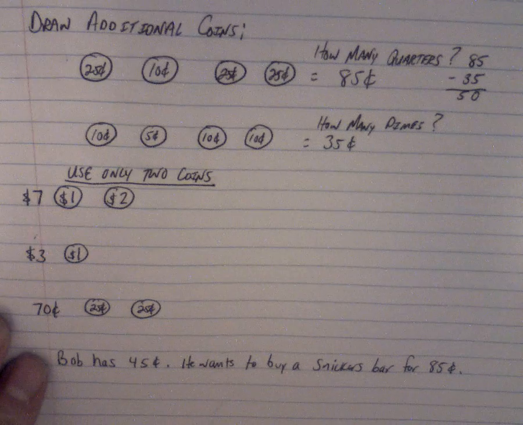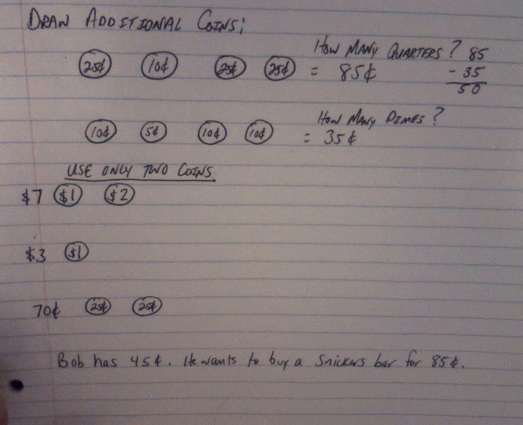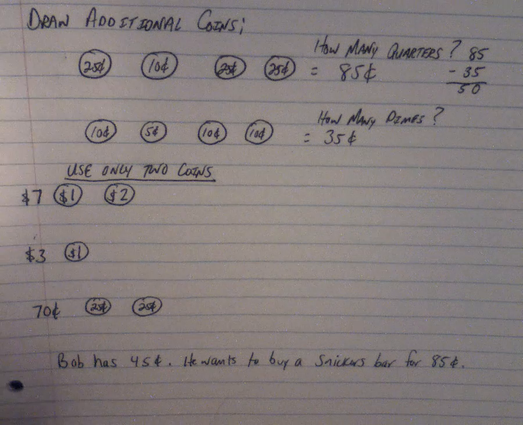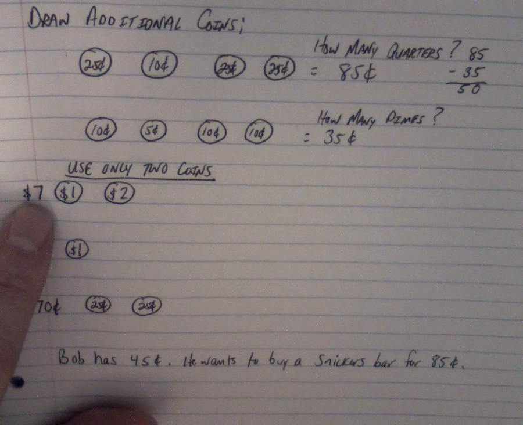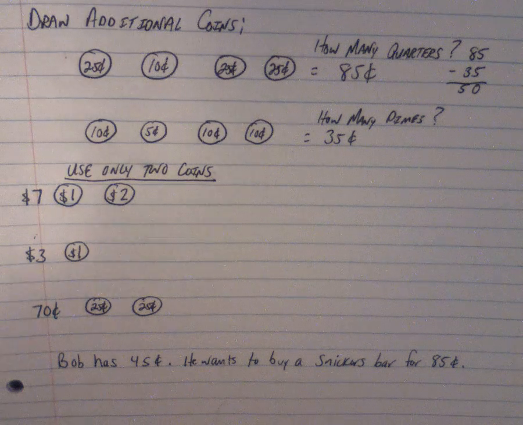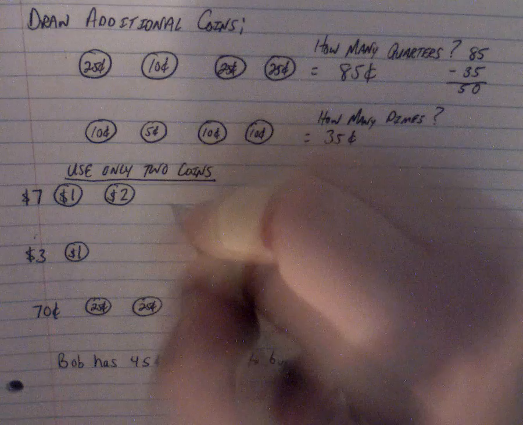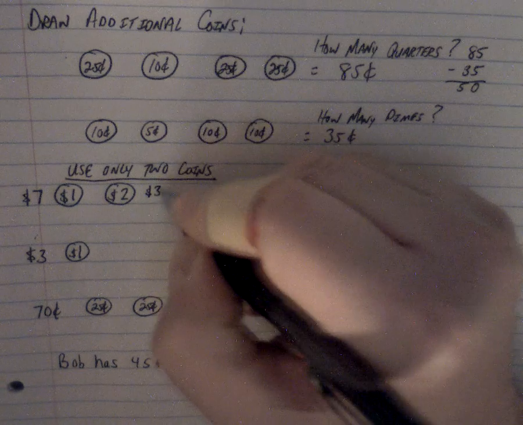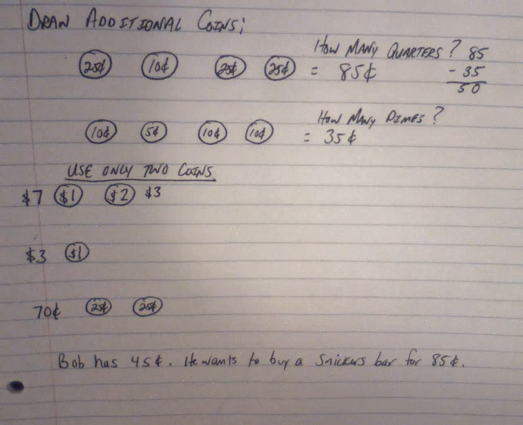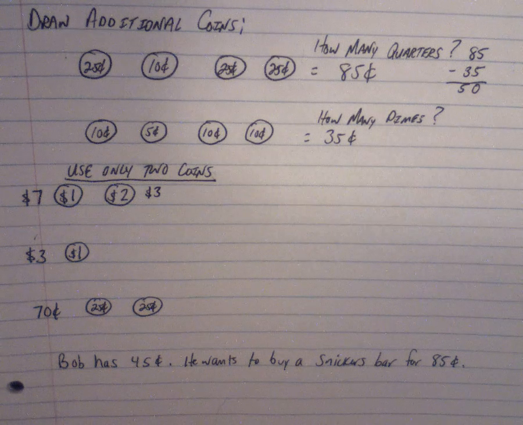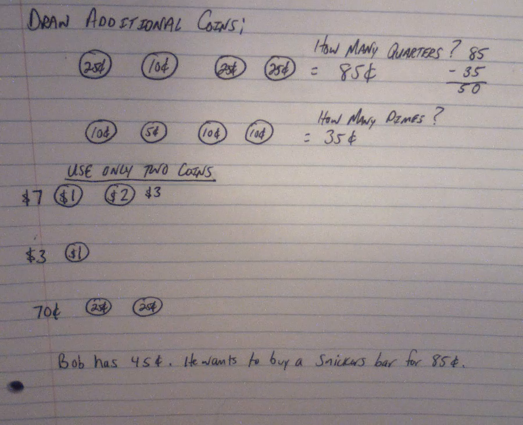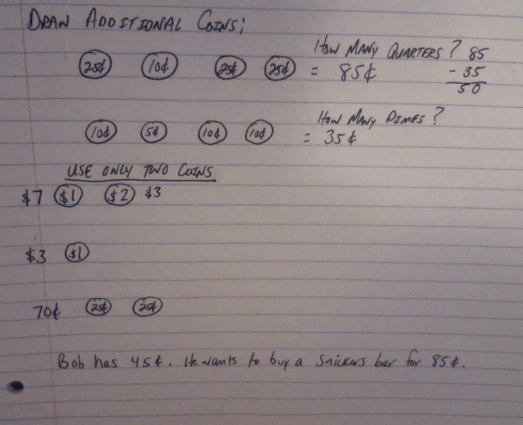Now, the next problem says use only 2 coins. So I need to get to $7. I can only use 2 coins. Right now I have $3. So I'm going to write that right here. So I have $3 right now. What 2 coins can I use to get to $7? Can I use 2 loonies?